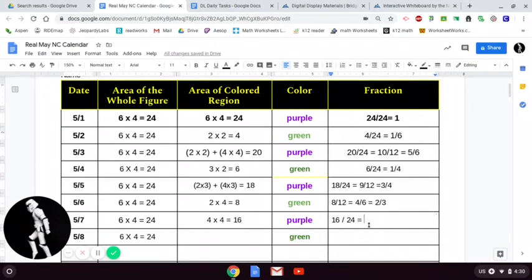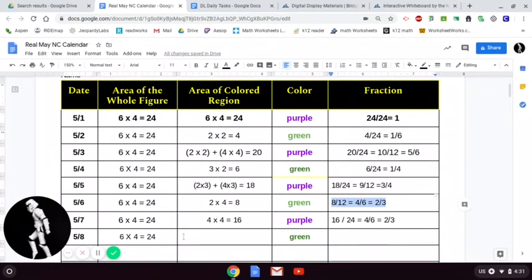What is 16 divided by 4? Well, we looked over here, we know that that is 4. Then what is 24 divided by 4? Well, that's 6. Can I further simplify 4/6? I sure can. They're both even numbers. I can divide both of those by 2. 4 divided by 2 is 2, and 6 divided by 2 is 3. 16 24ths is equivalent to 4/6, which is equivalent to 2/3, which is equivalent to the fractions we had yesterday on the 6th.